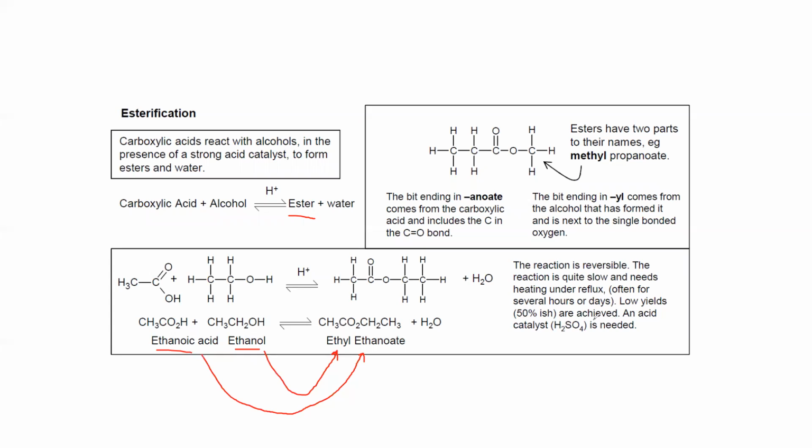As for the conditions, the reaction is reversible and is a very slow reaction. So you have to heat under reflux, often for several hours or days. A lower yield is achieved. As a catalyst, H2SO4 is required.